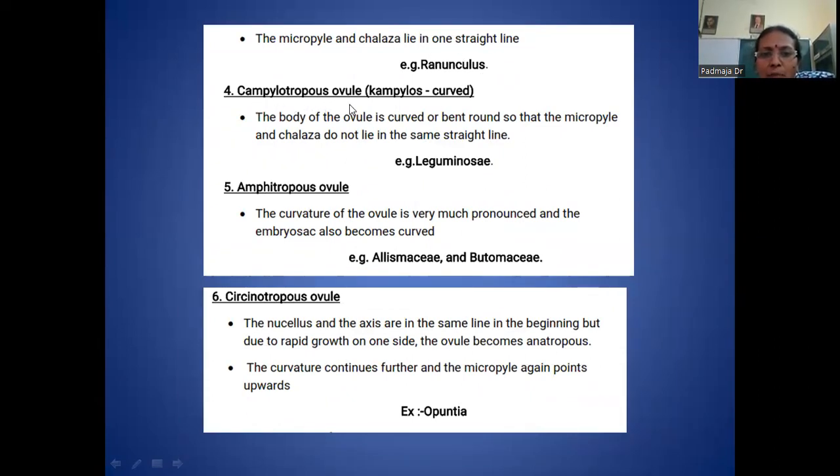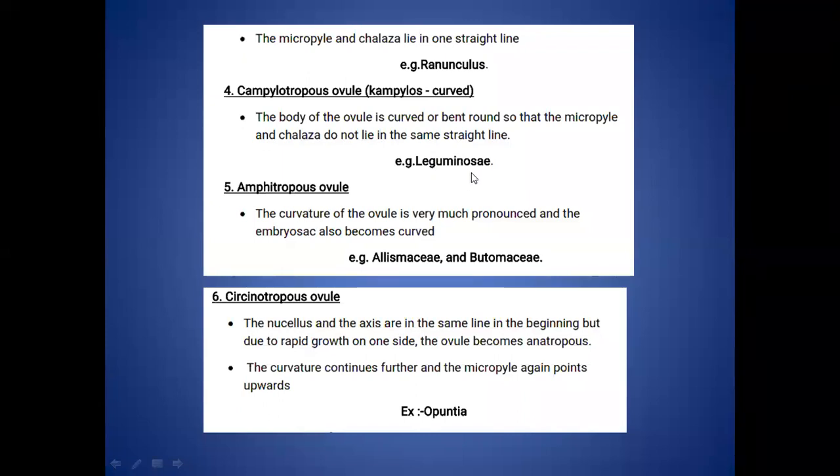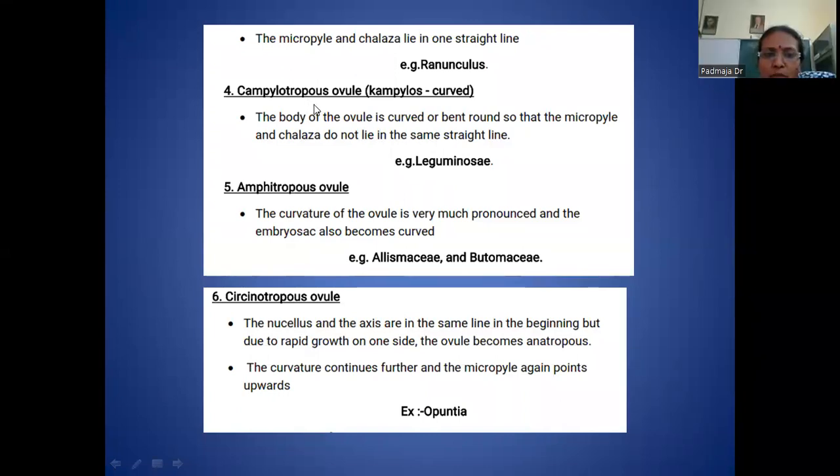And the campylotropous ovule: the body of the ovule is curved so that the micropyle and chalaza do not lie in the same straight line. It is seen in the Leguminosae family. In Leguminosae, the ovules are all campylotropous. And the amphitropous ovule: the curvature of the ovule is very pronounced, and the embryo sac also becomes curved. It is seen in the Butomaceae.